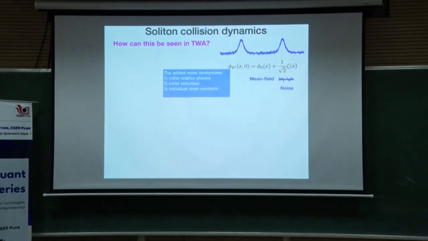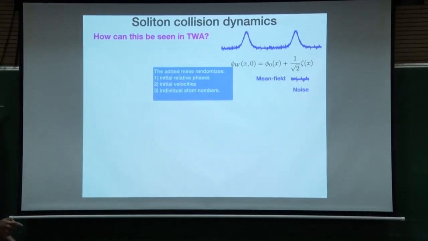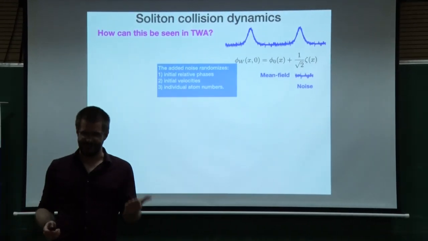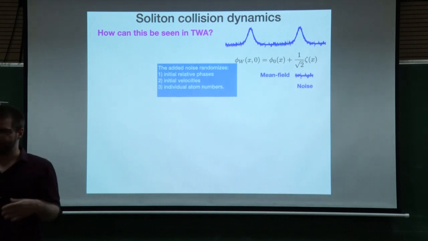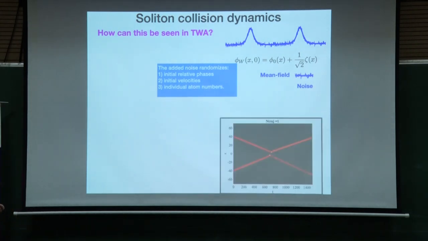And effectively, adding the noise randomizes quite a lot of things. It randomizes the initial relative phase a little. It randomizes the initial velocity a little. And it randomizes individual atom numbers. Right? So all of these are now slightly distributed. And then what you see is what I've explained before.